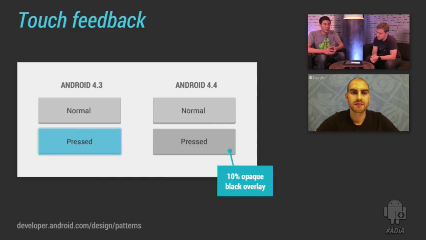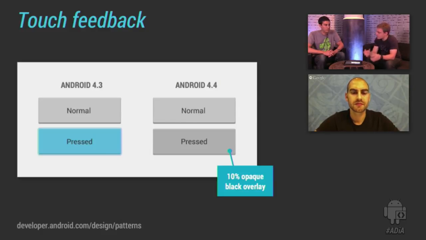You can also go with this more neutral, 10% opaque black overlay, or you can apply your brand colors accordingly. Basically, anytime you have touch feedback in your app, try to avoid the stock default blue. And actually, for developers out there, if you just use selectable item background, that is no longer blue. It's actually a light gray at about 10 or 20% opacity.